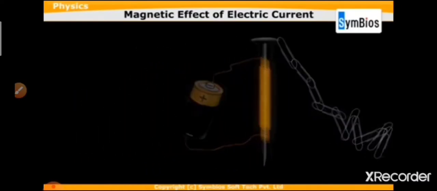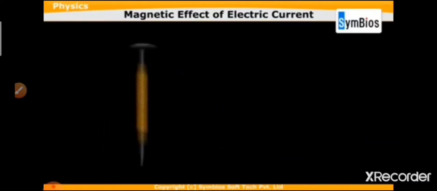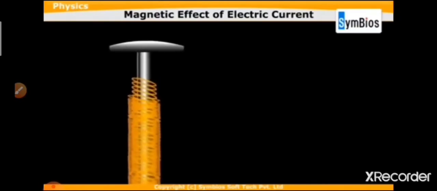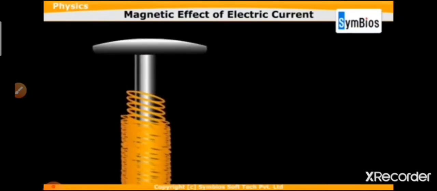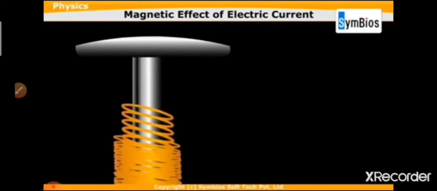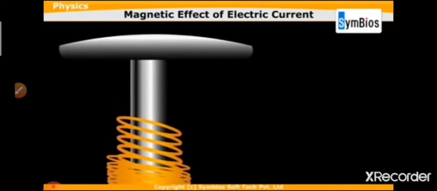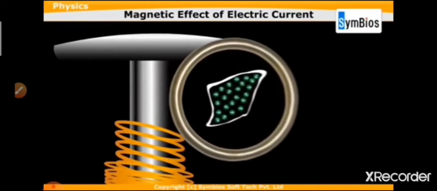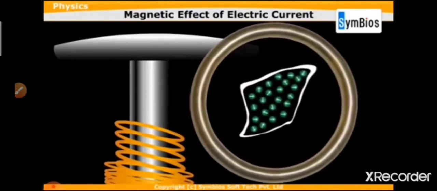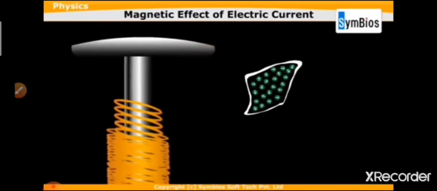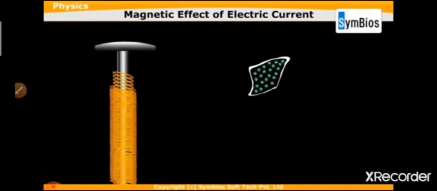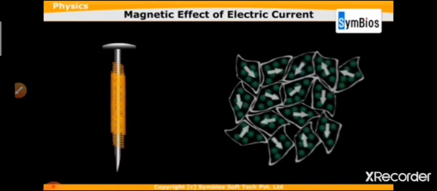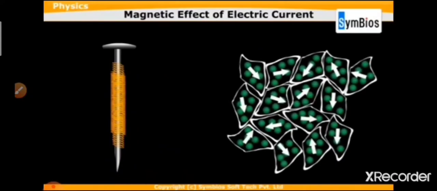Let's consider this iron nail. Let's look into its pattern and what is happening there. We can see that inside the iron nail there are many electrons which are tiny magnets. Each of these is pointed in a different direction. Hence, there is no magnetic domain in the iron nail, and it does not show any magnetic property.